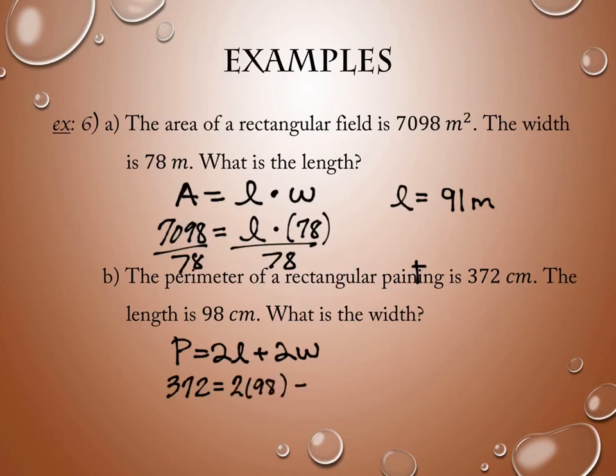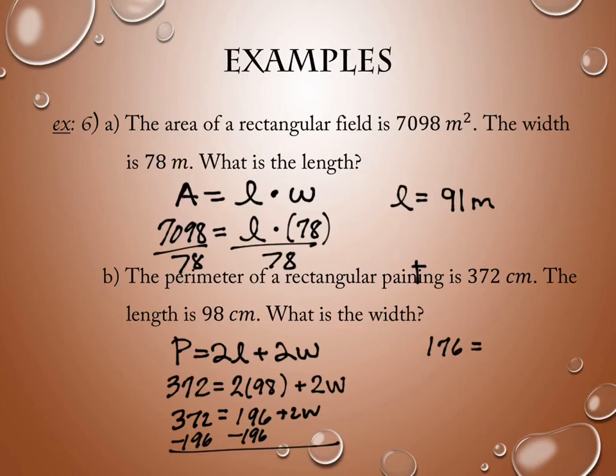Now this one actually requires us to do a little bit more to solve it. First thing I need to do is what? Multiply the 2 times 98. So what is 2 times 98? 196 is right, good. And then what? Subtract the 196, very good. All right, so what is 372 minus 196? What is it? 176. Okay, good. 176 is going to equal the 2W.